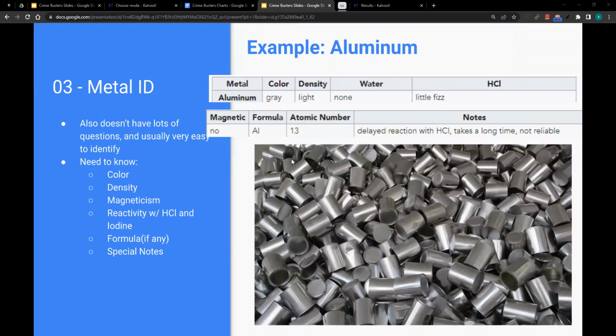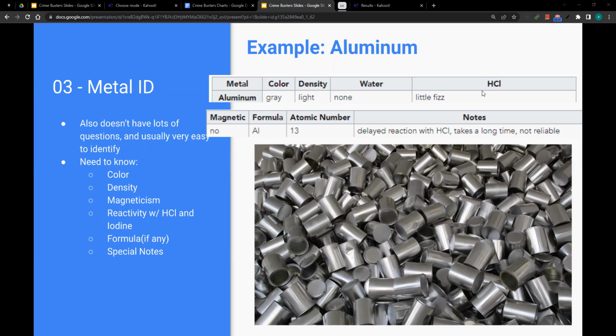For metals, it's almost just the same thing. It also isn't quite like it. There aren't many questions about metals in the test itself, but you also just use a chart to figure out what metal is what. So here you have aluminum and it has a light density, which is why they use it in airplanes. And it actually reacts with hydrogen chloride, which is cool.